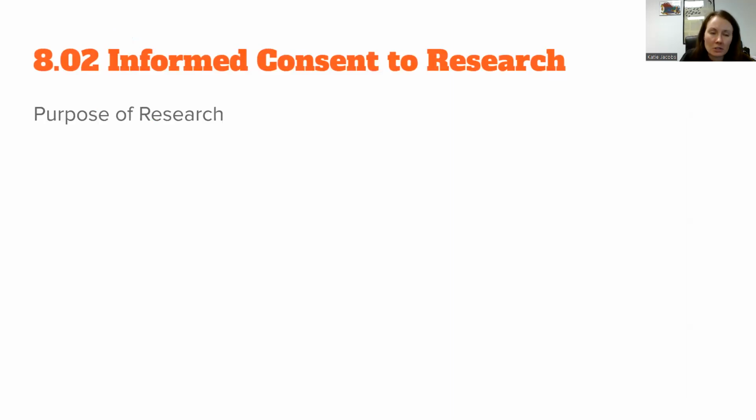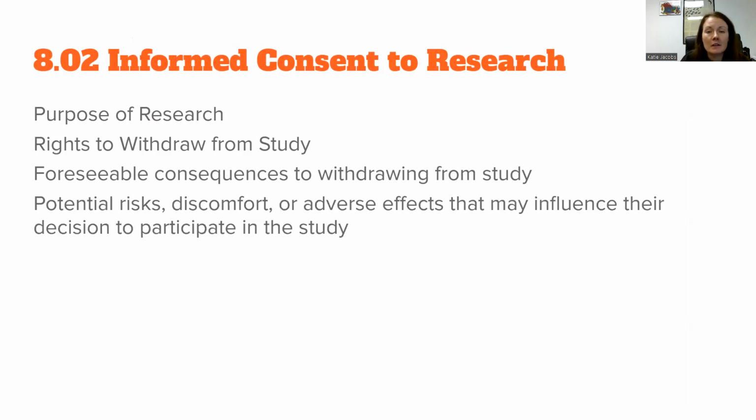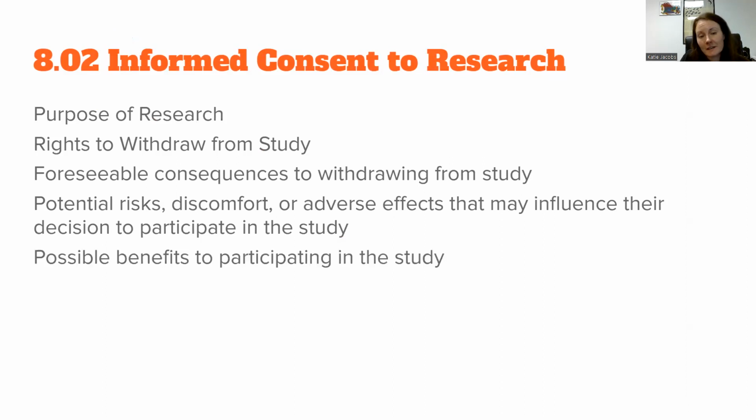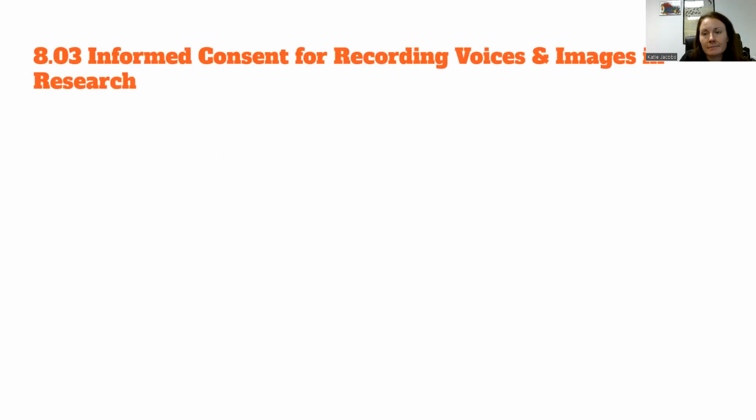8.02, informed consent to research. Participants have the right to understand the purpose of research, and that they have the right to withdraw from the study at any time without any penalty. Foreseeable consequences if they do withdraw from the study. Potential risks, discomfort, or adverse effects that may influence their decision to participate in the study. Possible benefits to participating in the study. The limits to confidentiality should be there in your informed consent form. Any incentives that they might get. So this could be money, this could be extra credit. We'll talk about incentives a little bit later in the lecture as well. And then who to contact with questions or concerns about the study.